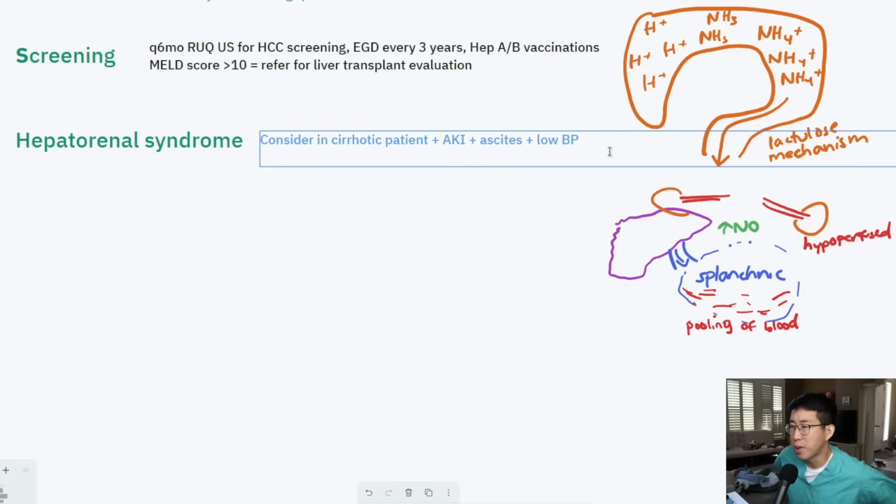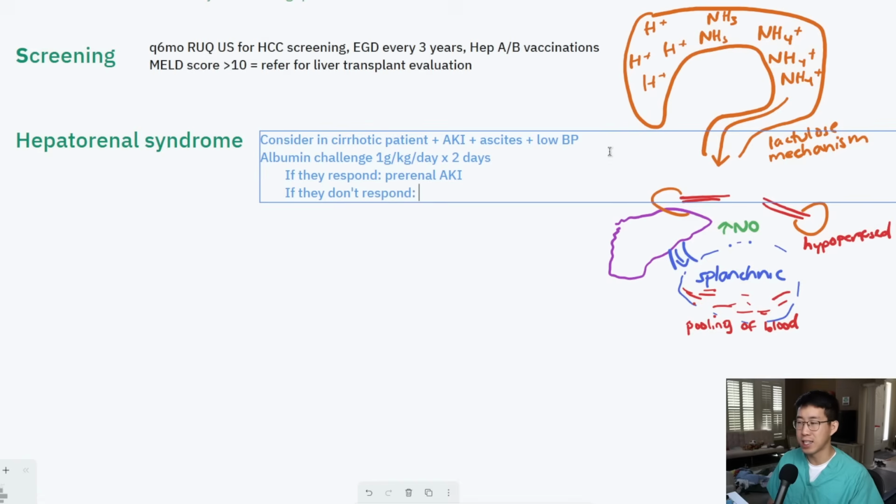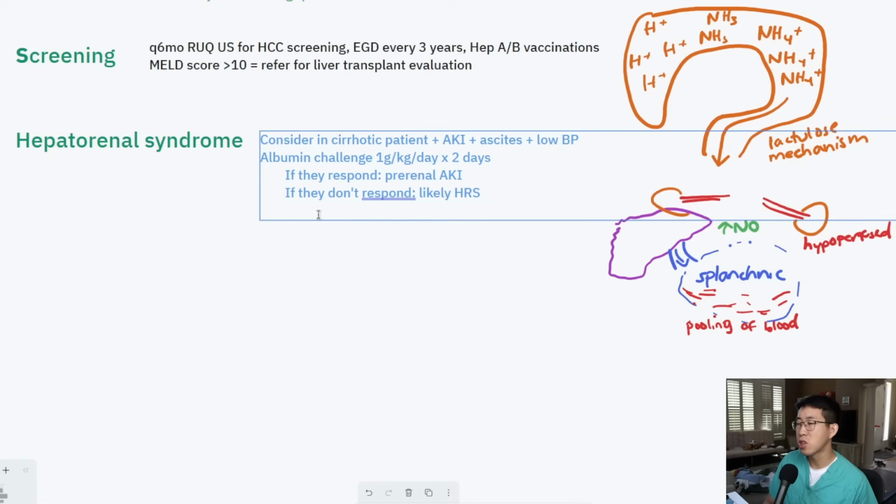All right, so what do we actually do about this? Well, the first thing that we do is something called an albumin challenge, where we give 1 gram per kilogram per day times 2 days. There are some studies showing that 1 day may be sufficient or not, but basically we want to do this albumin challenge up front to determine if this patient is just having a pre-renal AKI or if they are truly having hepatorenal syndrome. So if they respond, then basically they had a pre-renal AKI. If they don't respond, then it's likely hepatorenal syndrome. I also want you to know that hepatorenal syndrome is characterized by an extremely low urine sodium.